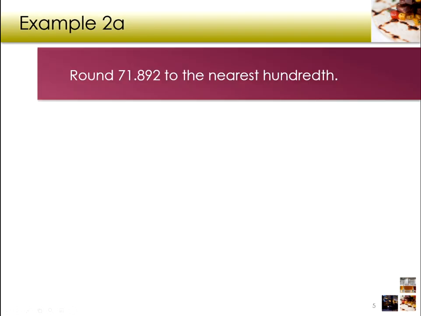So for example, this one, 71.892 to the nearest hundredth. So the hundredth is where the 9 is, right? So if we're going to round to the nearest hundredths, are we going to move that 9 up, or is it going to stay the same? Well, we look to the number that's next to it. And the number that's next to the 9 here is the 2. So 2 is less than 5. So when we round this, we're going to be left with 71.89.